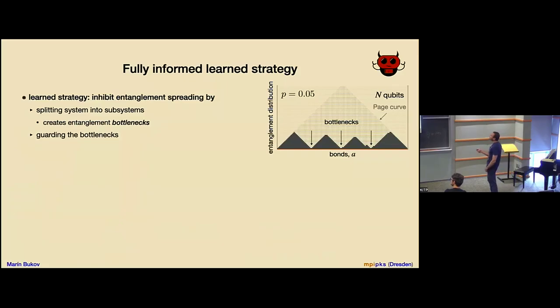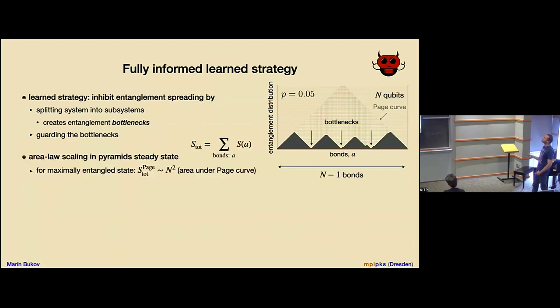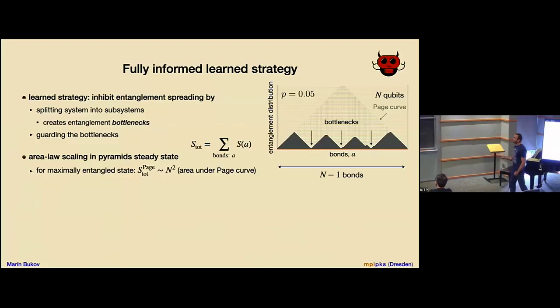So these are special bonds, which I call entanglement bottlenecks, and then what the agent is doing with this strategy actually is guarding these bottlenecks. So it doesn't really allow entanglement to spread across them. And by doing this, the system is chopped into small systems, and the steady state takes this form of pyramids. So what I want to show you now actually is that this pyramid state is an area law state if you scale the system up to the thermodynamic limit. So let's do this counting slowly and carefully.